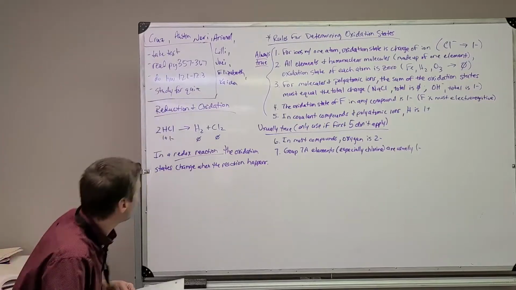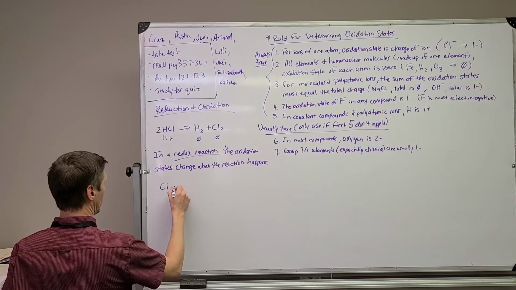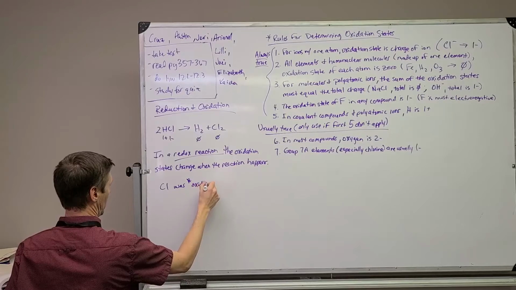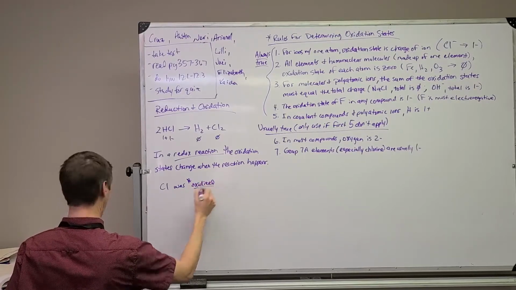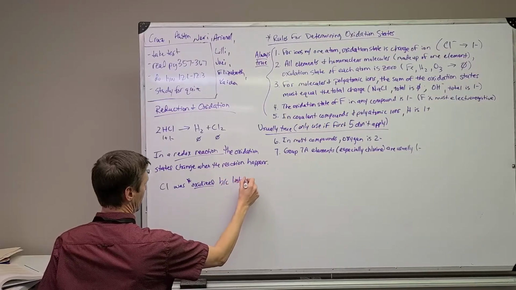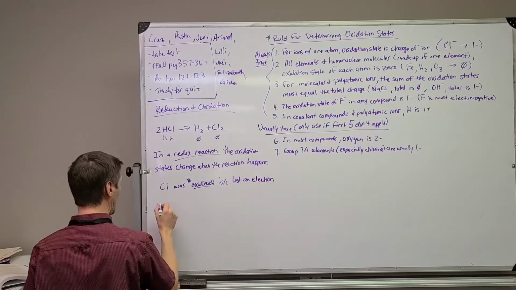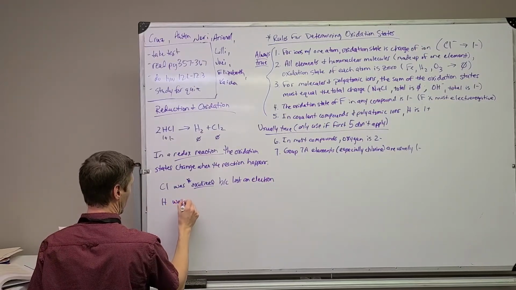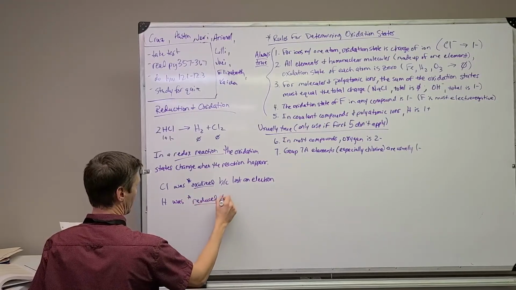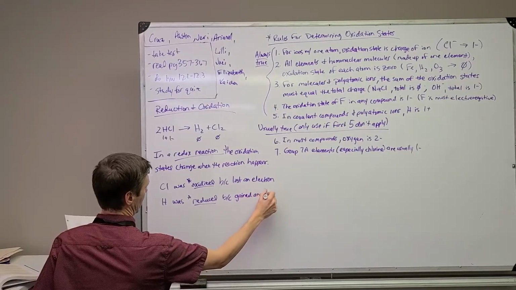In this particular problem, Cl was oxidized because it lost an electron. H, we say, was said to be reduced because it gained an electron.